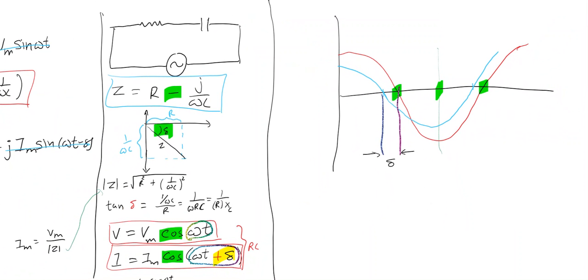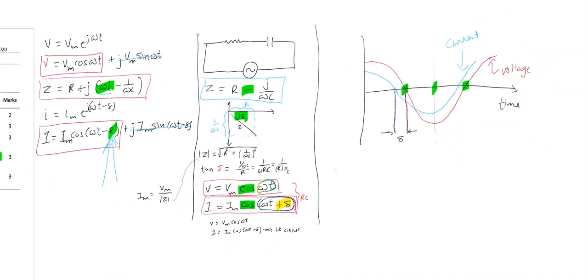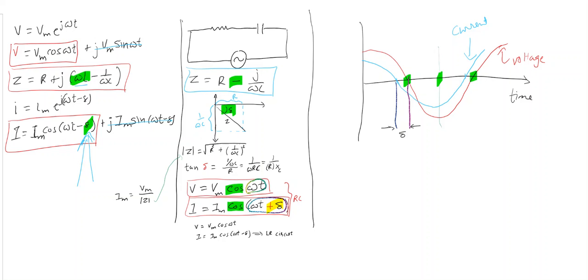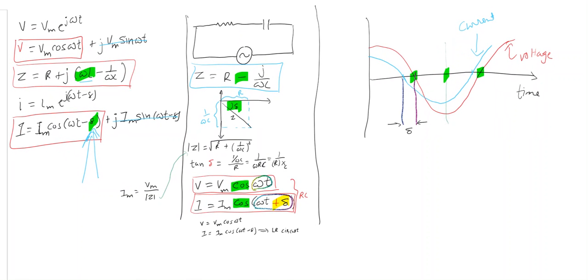So this is the current, here is the voltage, and this has time as the horizontal axis. This is the nature of current for a series combination of R and C. So that was the topic. Thank you.